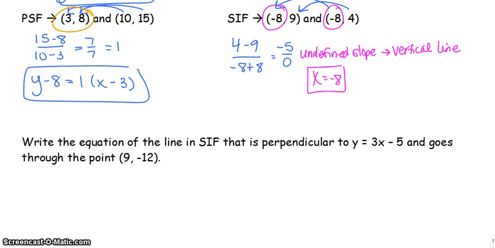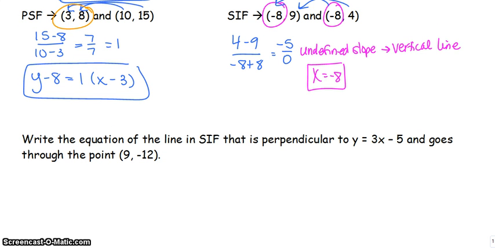Alright, so now we're talking about parallel and perpendicular lines. So we want to write the equation of the line. We want it to be in slope-intercept form, so we know that our answer is going to be in y equals mx plus b form. We want our line to be perpendicular to y equals 3x minus 5. So our given slope in this case is 3, which means for our new equation, we want to have a perpendicular slope, opposite reciprocal, so that's a negative 1/3, and going through the point 9, negative 12.